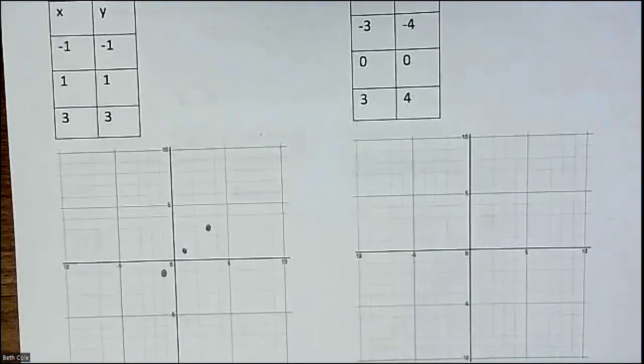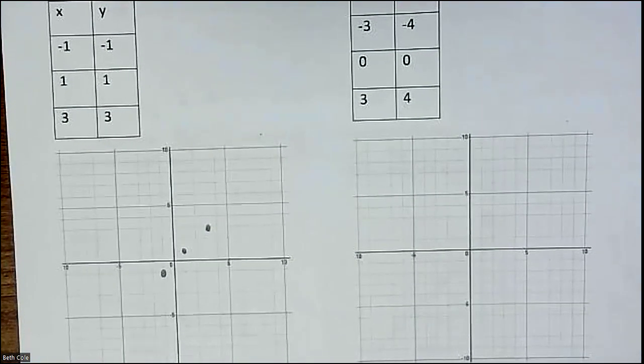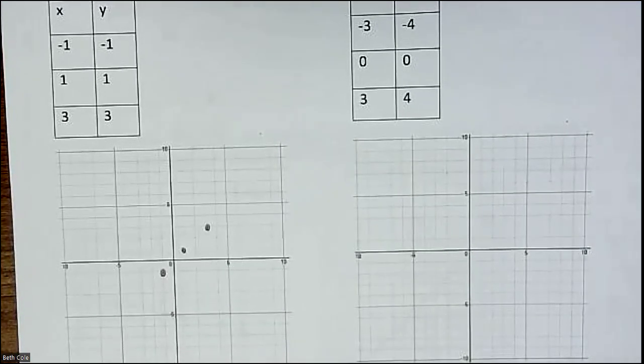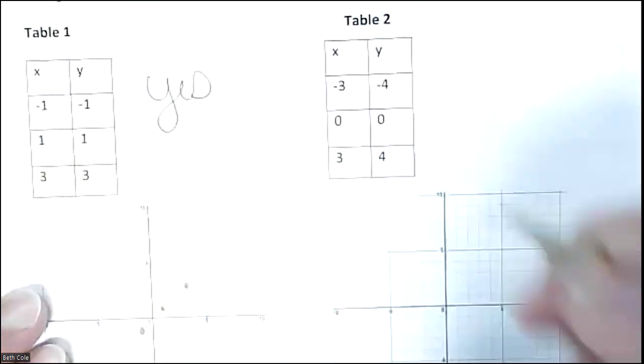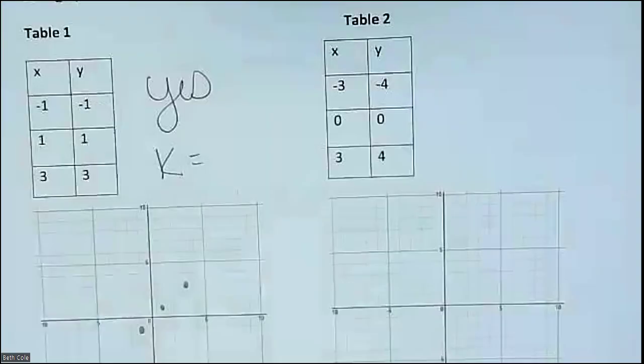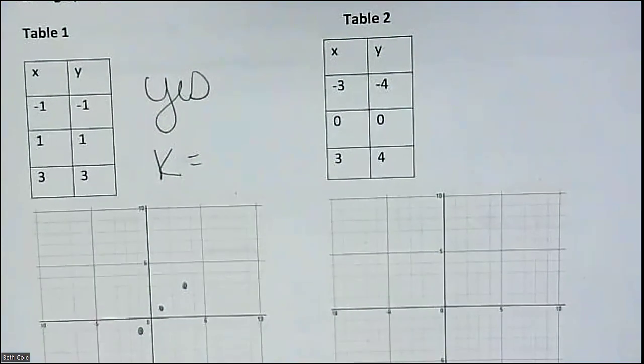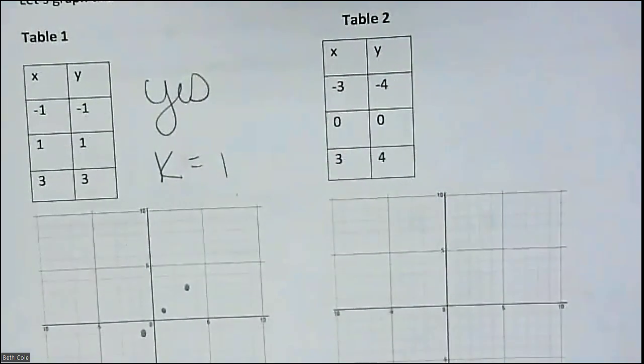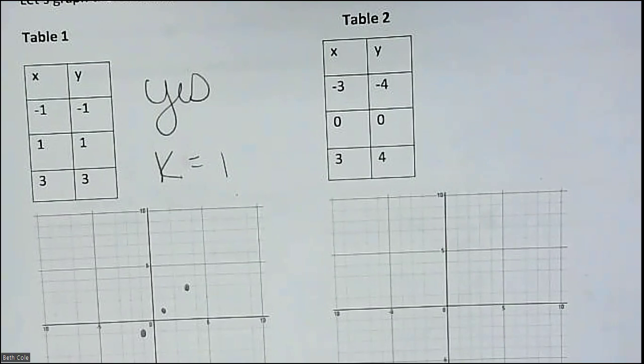Did you plot the points? If you connected these, do they make a line? Yes. And would that line go through 0, 0 if you connected them? Yes. So the answer is yes. And we're going to write what k is. K is just the slope. So if you connected those, 1 is your slope. Very good. Although 1 does mess people up, because it's weird when it's just 1.